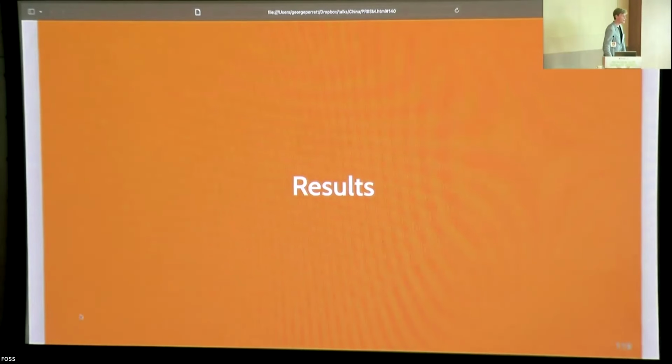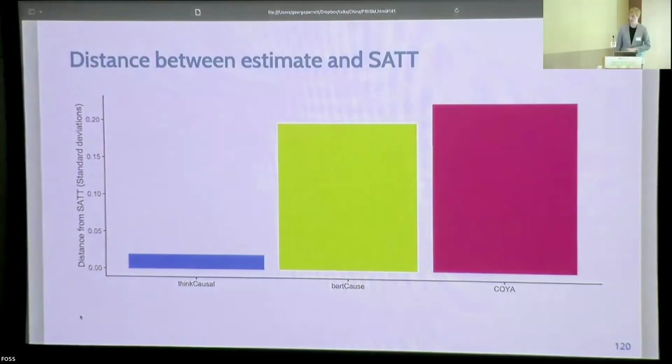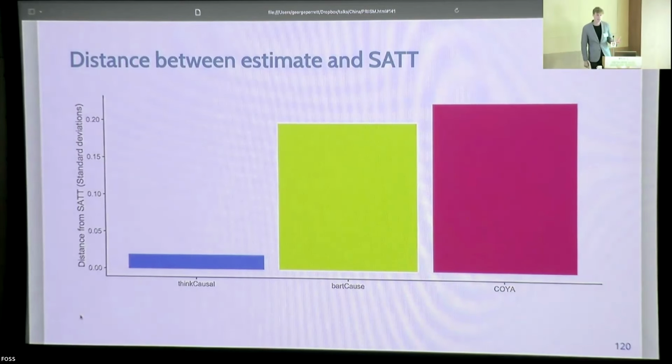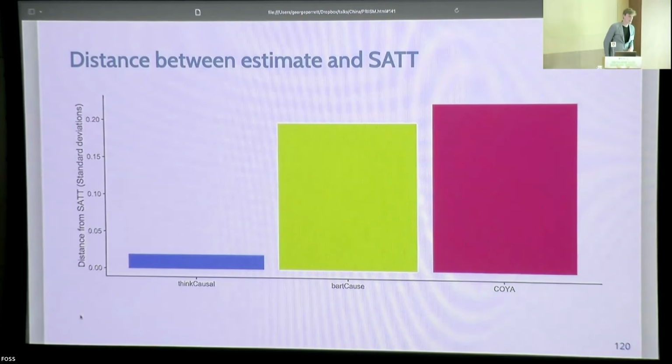So I'm going to end by going over the results. And so when we look at the distance between the estimate and the true average effect that we wanted to look at, now we want this distance to be small. We want a model that is going to give us an estimate that's really close to the truth. So here, lower is better.